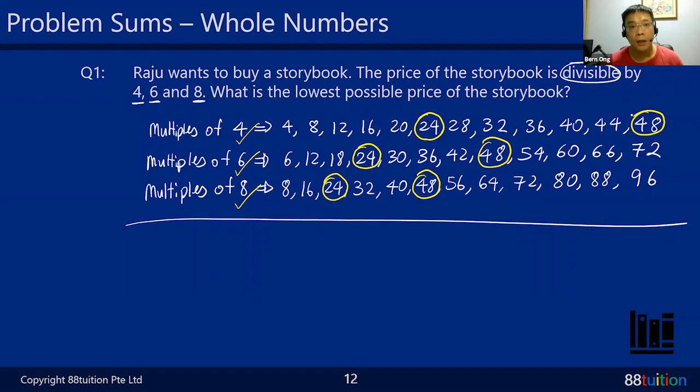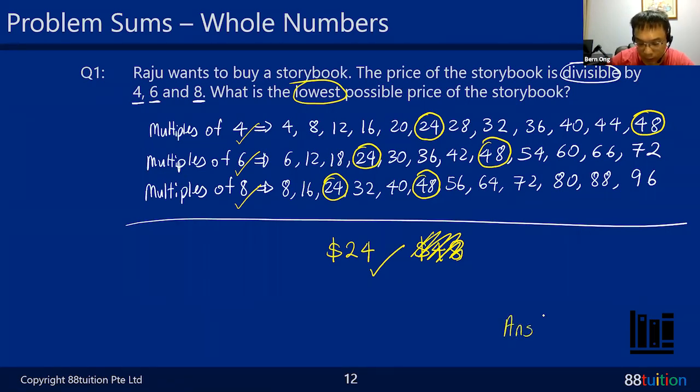Can you see? So the answer can be what? The answer can be $24. Yes. The answer can be $48. Yes. Teacher, how can one question have two answers? Good question. You look at the question. What is the lowest possible price of the storybook? Lowest means what? 24 and 48, you must take the lowest, right? So the answer for the storybook is $24, not 48.